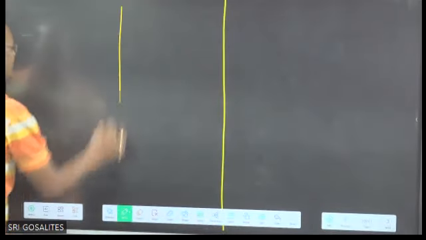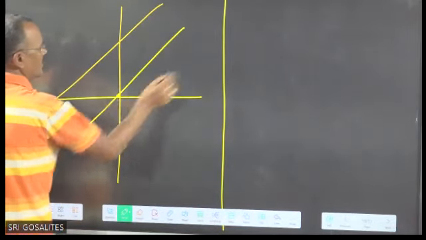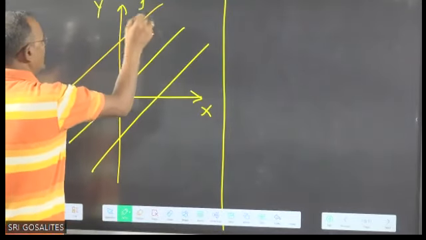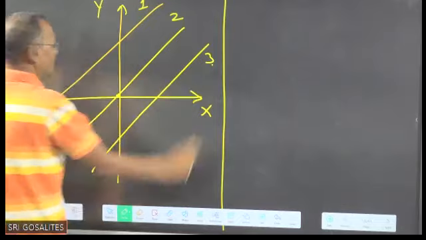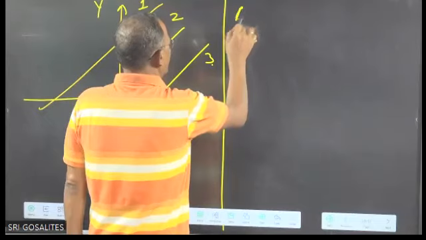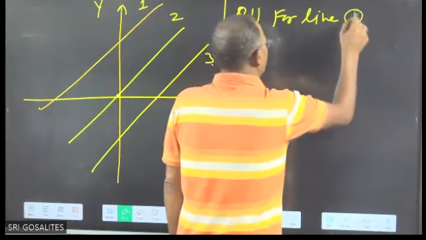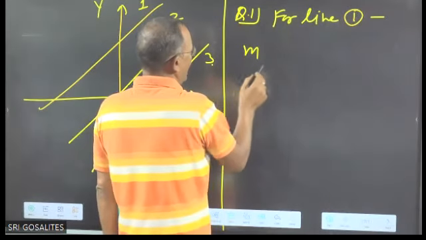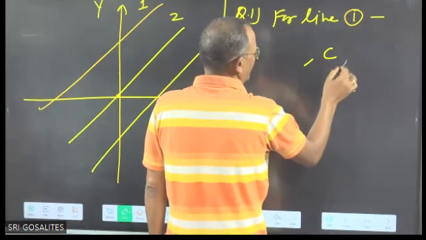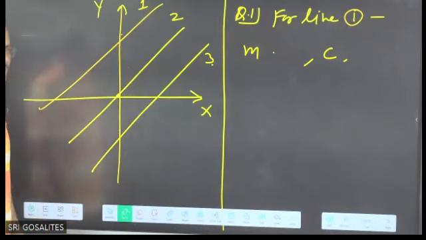Now let us summarize all of them. 1, 2, 3. This is line 1, this is line 2, this is line 3. So now you will answer me one by one. Question number 1. For line 1, how is the M? How is the C? Come on. Means M, is it greater than 0 or less than 0 for the first line? Tell me.